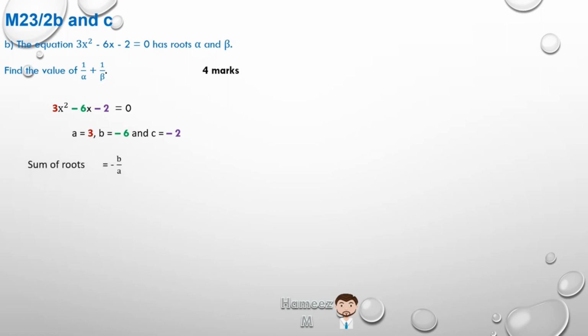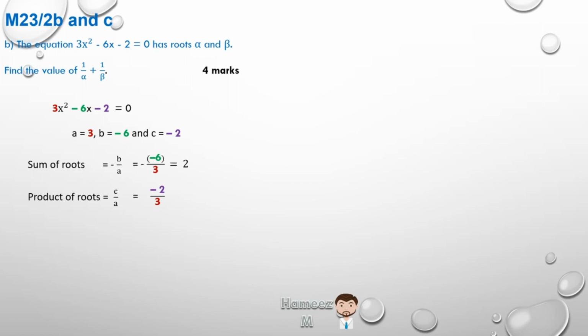So the sum of roots of a quadratic equation is equal to minus b over a. So we can simply substitute. It'll give us minus of minus 6 over 3. Minus 6 is 6 over 3. 3 into 6, 2. And the product of the roots is equal to c over a. And if we substitute, it'll give us minus 2 over 3. So we know the sum of the roots, which is alpha plus beta. And we know the product of the roots, which is alpha beta.